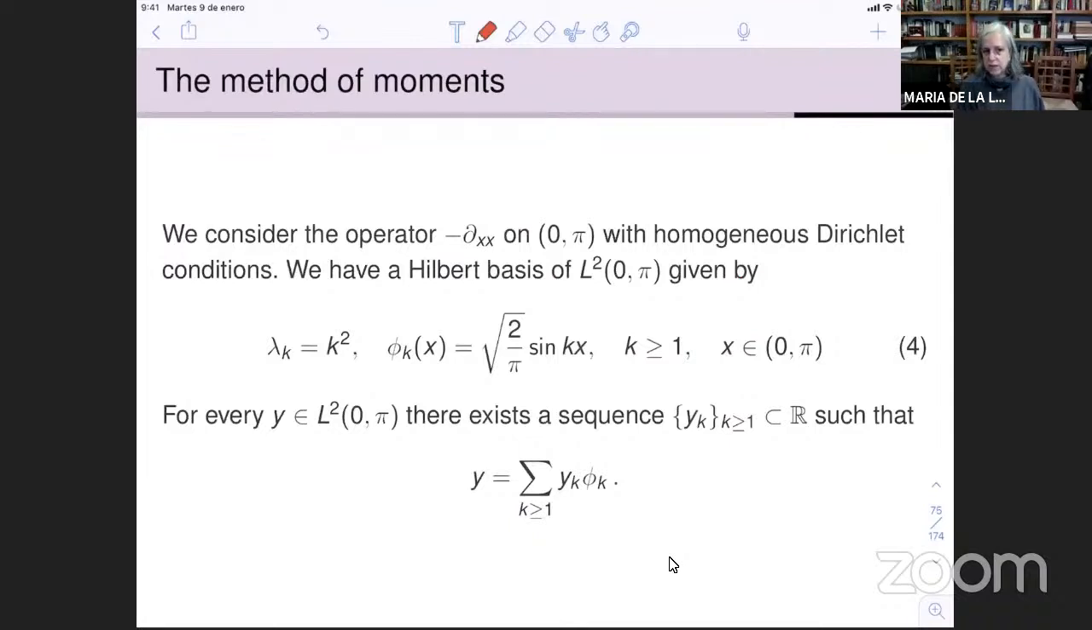So what are we going to do? We are going to consider the operator minus Laplacian on (0, π) with homogeneous Dirichlet conditions. Here we can construct a basis of L2(0, π) that is given by sin(kx). This is a basis, as we used before, of L2(0, π), and since they are eigenfunctions of the Dirichlet Laplacian, the eigenvalues are k squared.